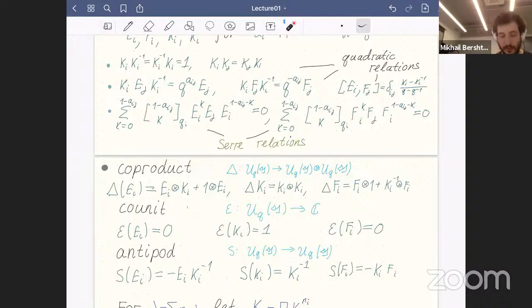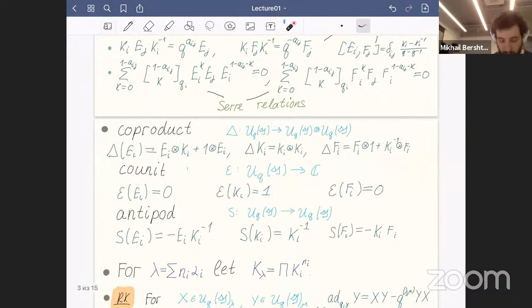I want to say that about this counit and antipode, it is probably good to remember that this is not part of the definition, but rather the property that they exist. So they are uniquely defined by the coproduct. Of course, for the counit it is almost obvious, because we know that the unit, if it exists, is unique. And for the counit it is the same, and for the antipode it is a bit more tricky, but it can also be argued. These formulas can be deduced just from the properties that such objects exist.